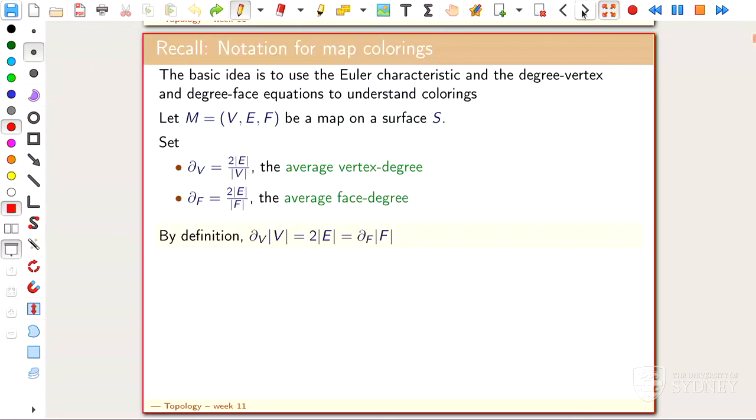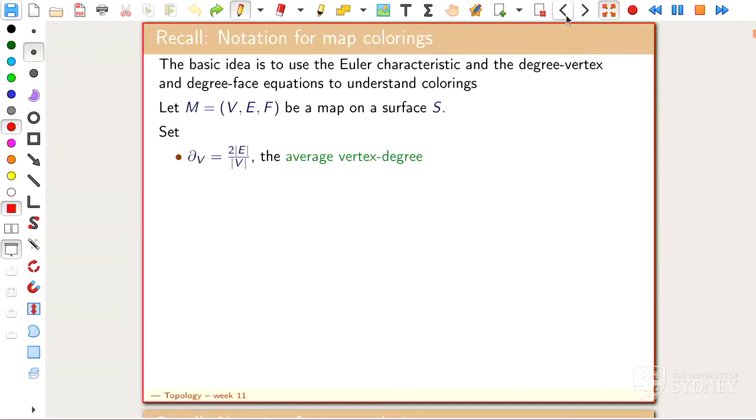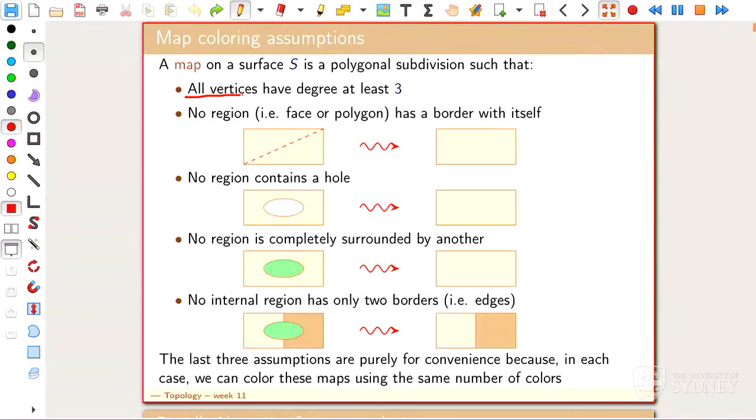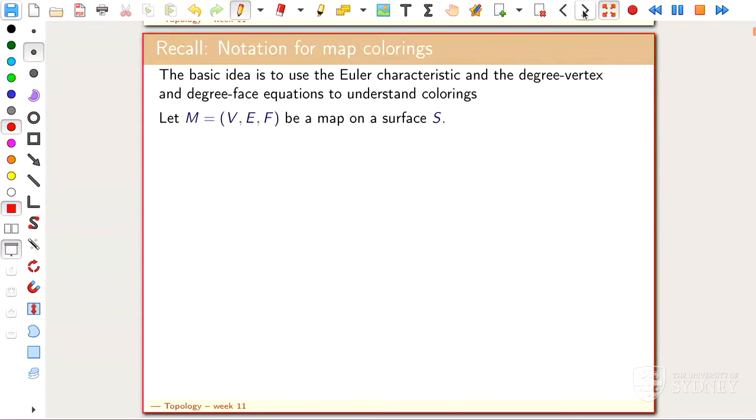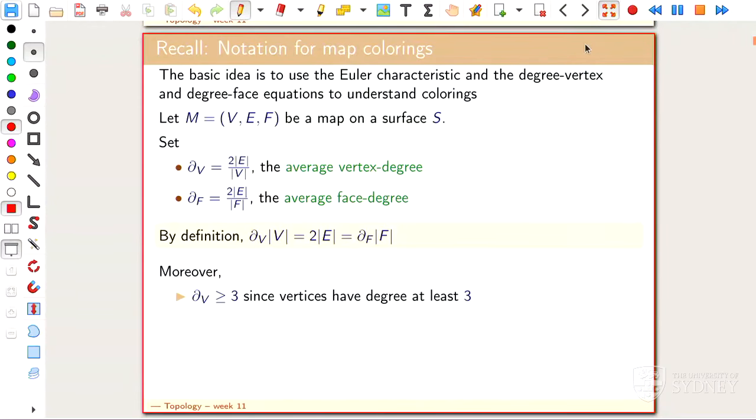Fine, all good. Okay. This was one of the assumptions on my previous slide, right? All vertices have at least degree 3. So fine. Again, that's not restricting the coloring problem at all. So that one is at least 3.